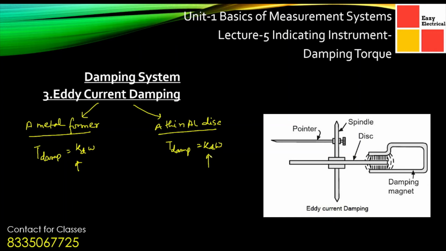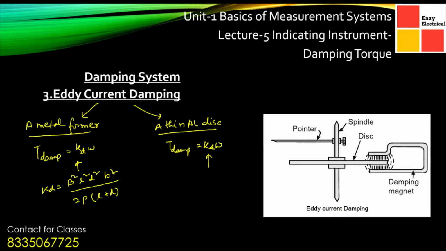Just to give you a small idea, I'll be writing the expression of Kd. For the metal former, the Kd expression is B square L square D square BT divided by 2 rho (L plus D).